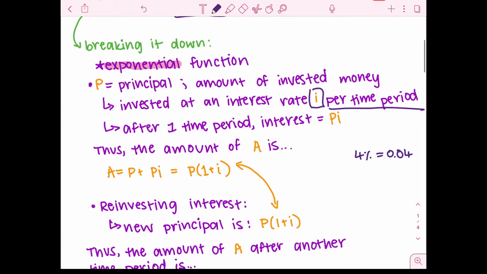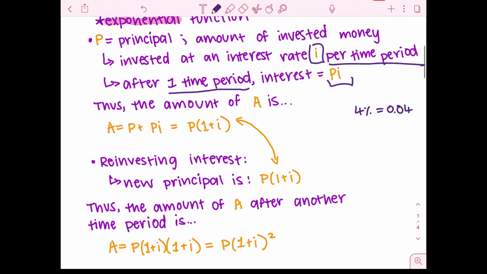So after one time period, our interest is going to be P times i, because we're only compounding the interest once. So we're going to be multiplying our principal, our amount of invested money, by our interest rate, i. So hopefully this is easy to understand, because we're going to get into a little bit harder stuff right now.